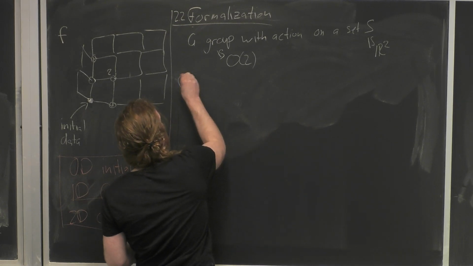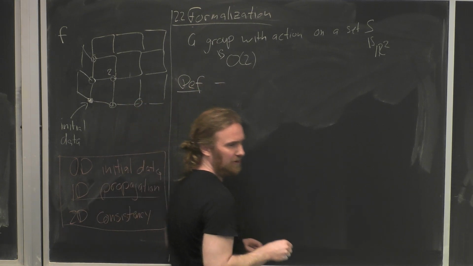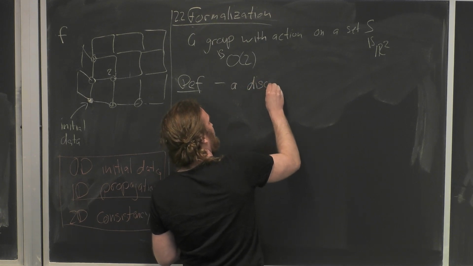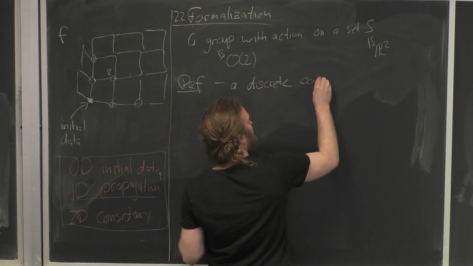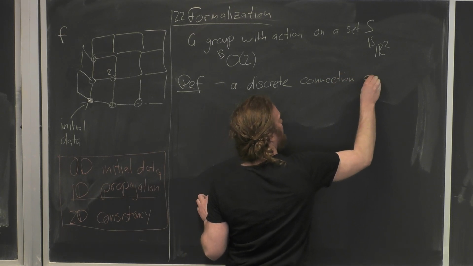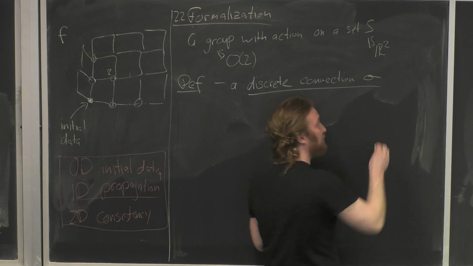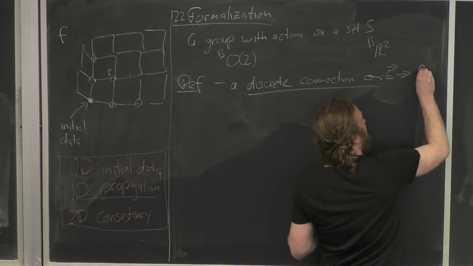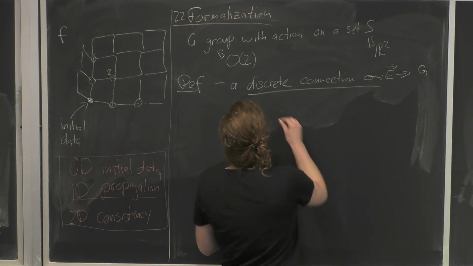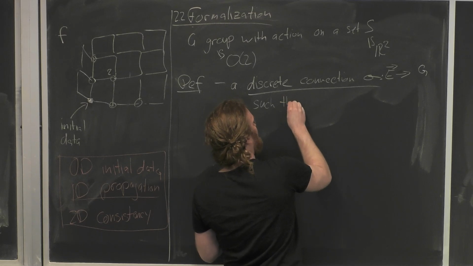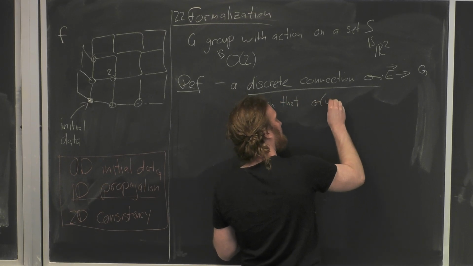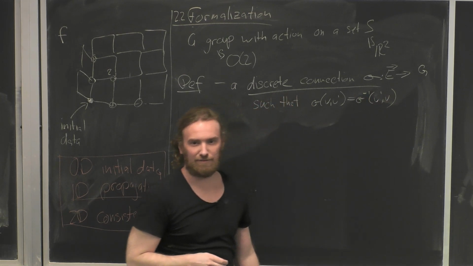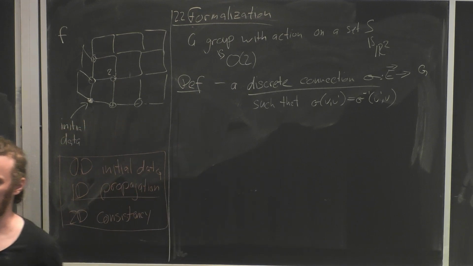Okay, so let's do a definition in 3 points, I think. A discrete connection is essentially a map from the oriented edges to our group, such that for all edges, sigma, just meaning if I go in front, then it's the inverse of if I go backwards.